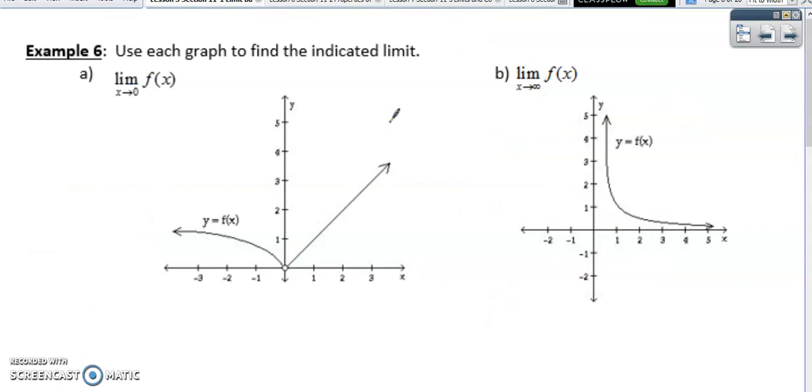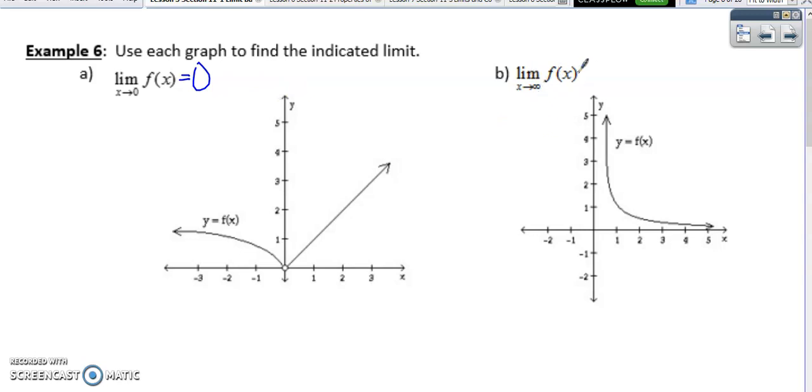All right, we skipped an example. That's why this says 6. It says use each graph to find the indicated limit. So looking at our graph, this looks like a piecewise function. It says, what's the limit of the function as x approaches 0? If there is no plus or minus, it means look at both. So I go towards 0. I know that arrow is going that way, but I want to talk about x going towards 0, towards 0 from the left, towards 0 from the right. What is the y value they're going to? It is also 0. So the limit is 0.